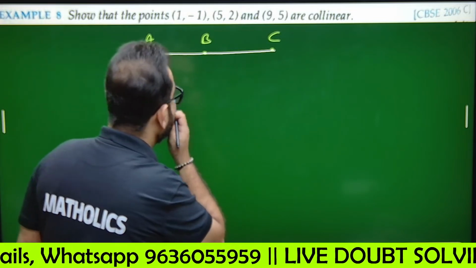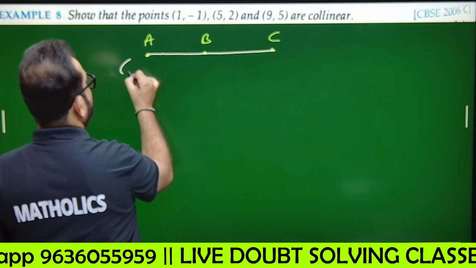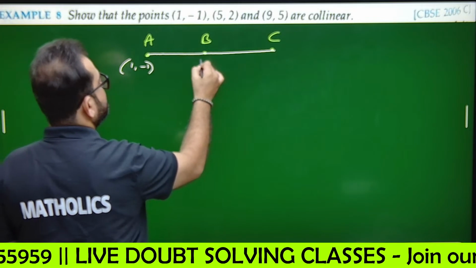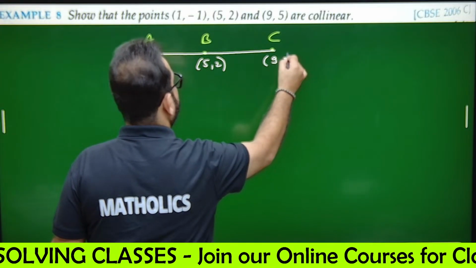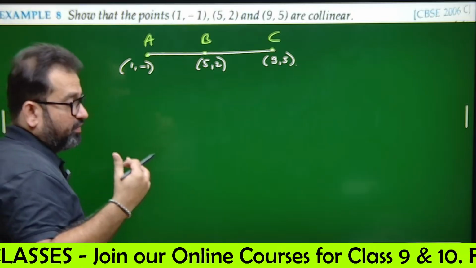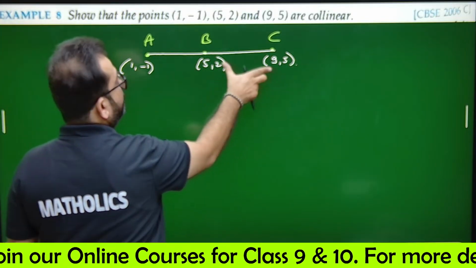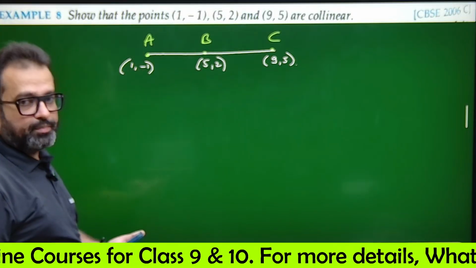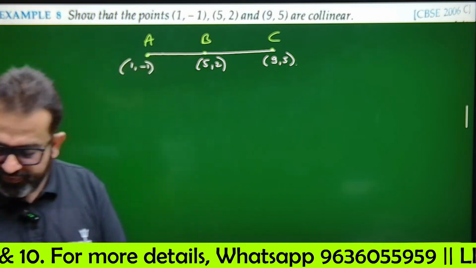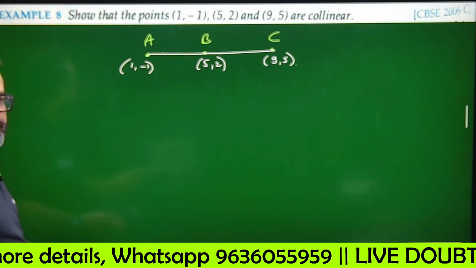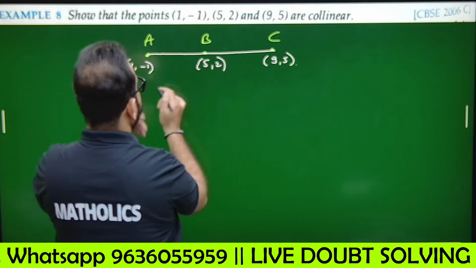Now, point A is (1, -1). Point B's coordinate is (5, 2) and point C's coordinate is (9, 5). If we prove that the sum of two parts equals the third part, then the points will be collinear, yes or no? What I am saying is just find the values of AB, BC and AC.